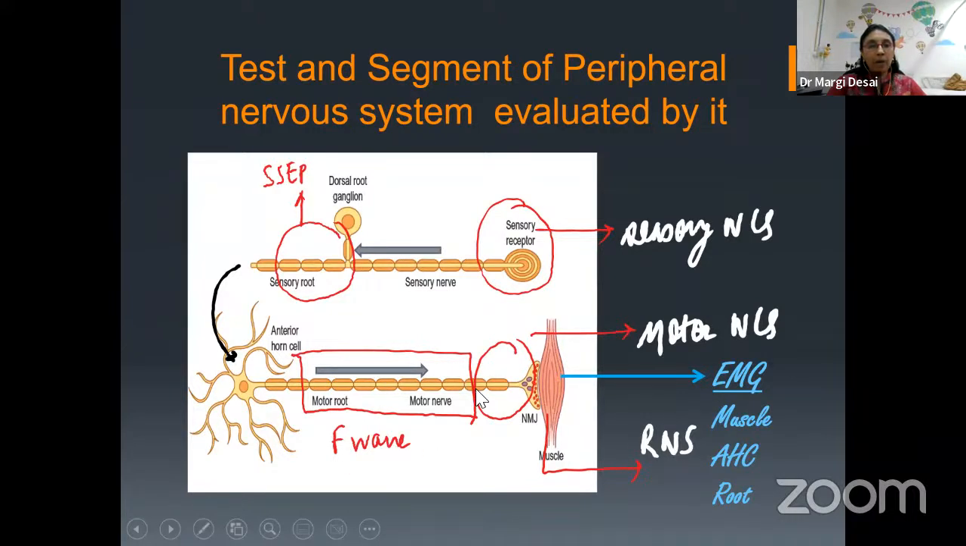Repetitive nerve stimulation. So now here, where the nerve ending attaches itself to the muscle fiber, this is the neuromuscular junction. This can be evaluated by repetitive nerve stimulation. And lastly, you have the muscle. The muscle can be tested with the help of EMG, electromyography. EMG can also give us information about diseases of anterior horn cell, that is here, and diseases of nerve roots. So EMG gives information on muscle disease, anterior horn cell disease, and root lesions.